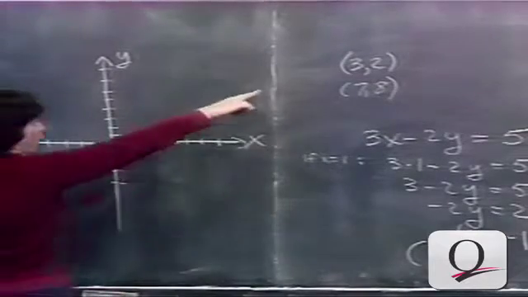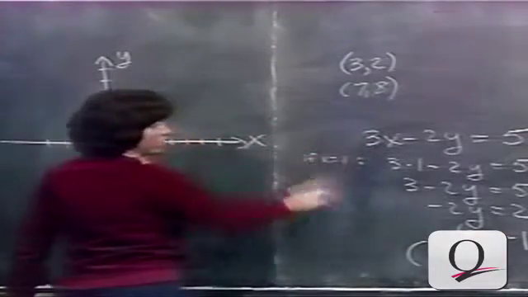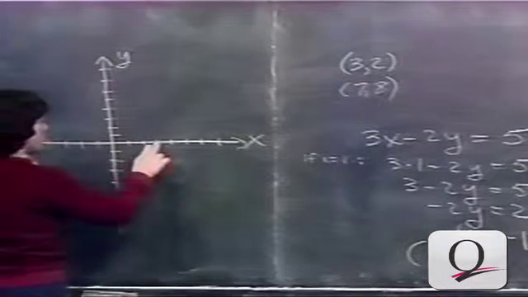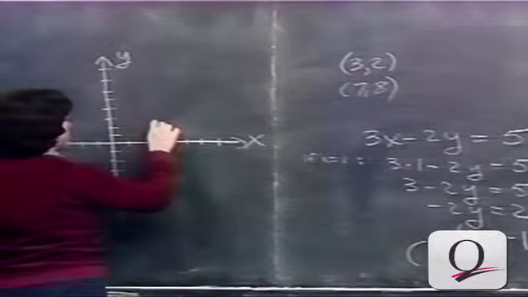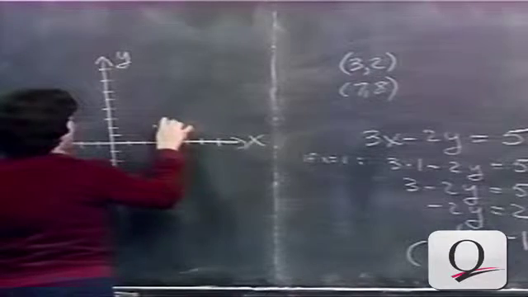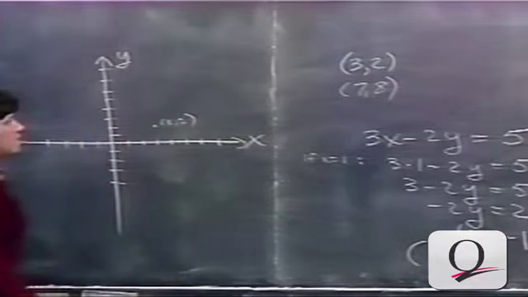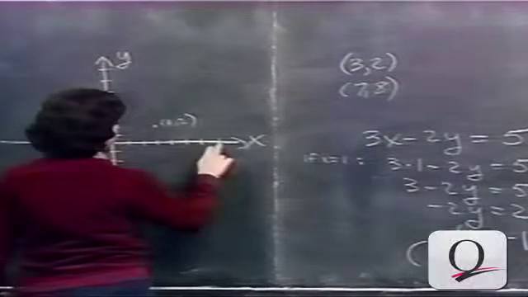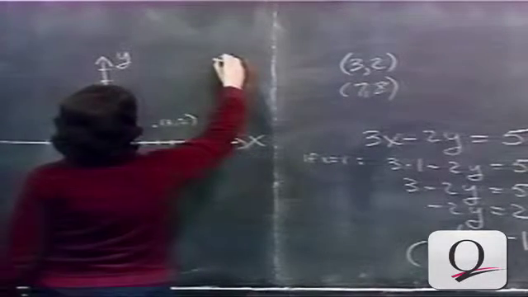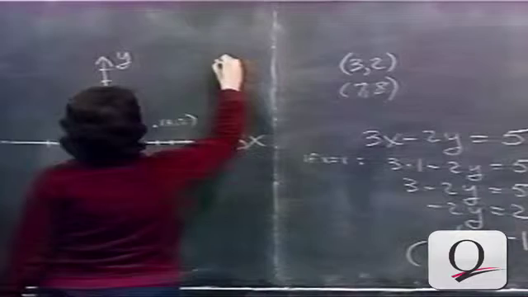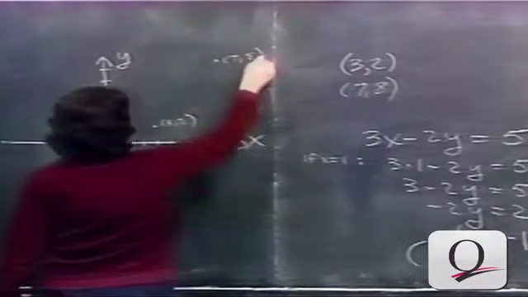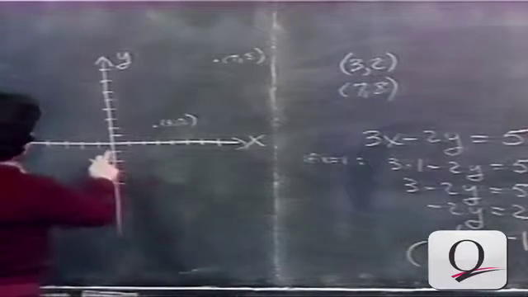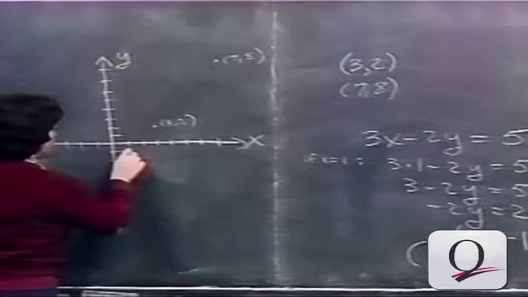The point (3, 2) was one of the solutions to 3x minus 2y equals 5. 1, 2, 3 over, 2 up. (7, 8) was another solution. And (1, -1) was also a solution.